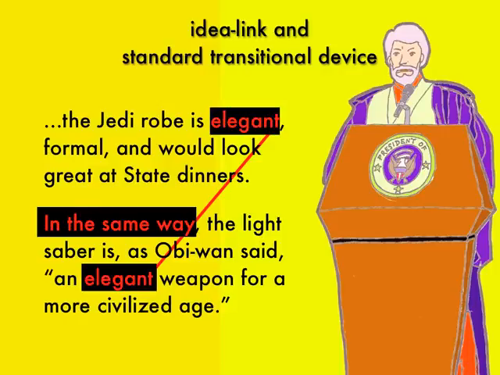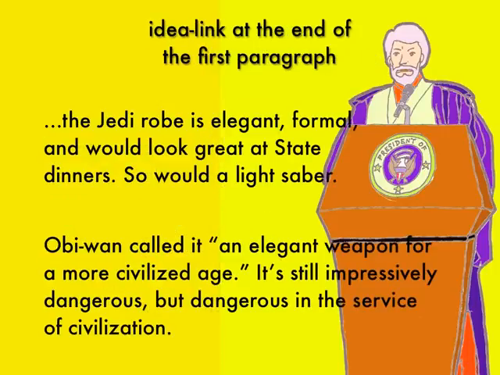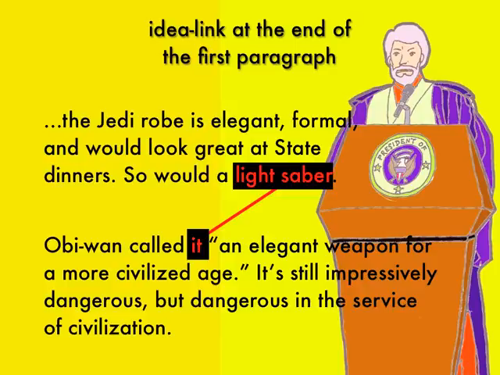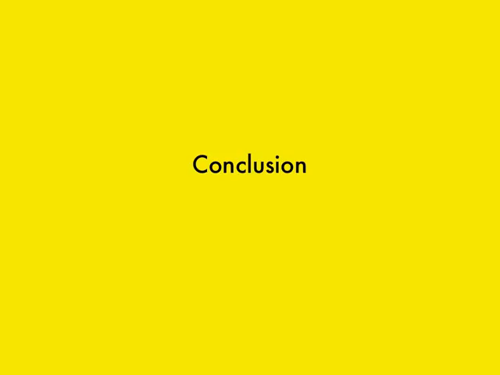Some teachers might tell you to put your transition at the end of the first paragraph instead of the beginning of the second one. I don't really care for this myself, but it's fine, and here's what it looks like. The Jedi robe is elegant, formal, and would look great at state dinners. So would a lightsaber. Obi-Wan called it an elegant weapon for a more civilized age. It's still impressively dangerous, but dangerous in the service of civilization. Do you see how the last line in the first paragraph mentions the lightsaber right before the paragraph that's actually about lightsabers? That's another way to do it.